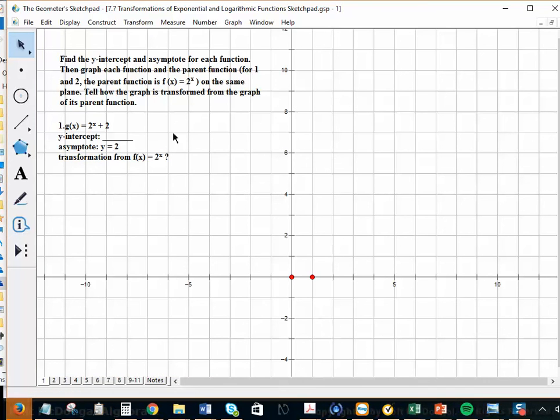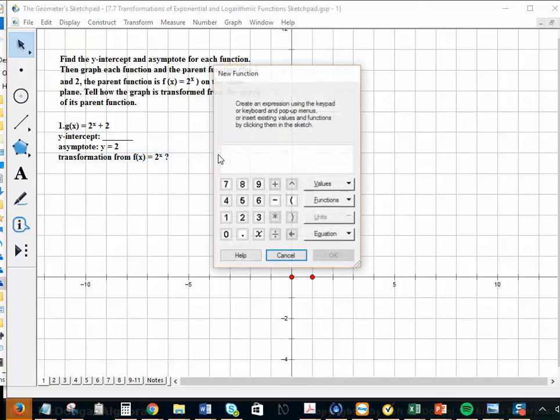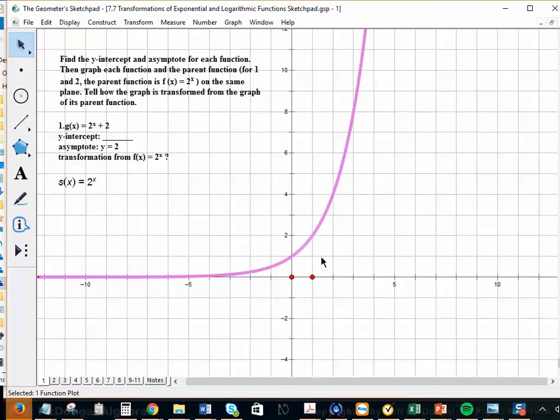So number 1 says to find the y-intercept and asymptote for each function, then graph each function and the parent function, and then they tell us what to use for a parent function for 1 and 2 on the same plane, and then tell how it's transformed from the graph. So there's several things you have to do for each of these problems. Not a lot of them to do, but several steps. So let's graph the parent function first. You go to Graph, Plot New Function, and the parent function is just 2 to the x. So here's our parent function.